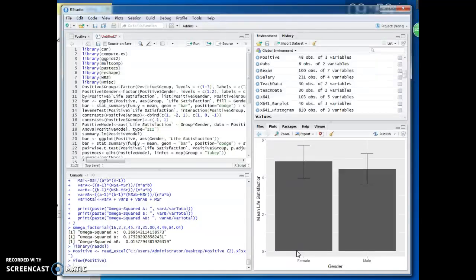But the factorial ANOVA has two or more independent variables that split the sample into four or more groups. So a factorial ANOVA will be conducted when we want to analyze differences on a continuous dependent variable between two or more independent categorical variables.